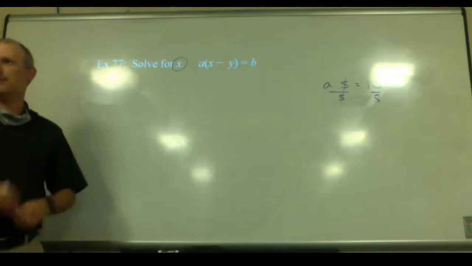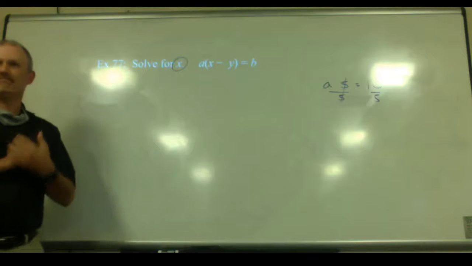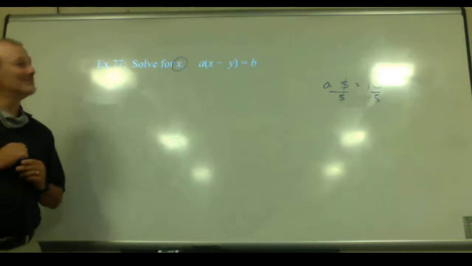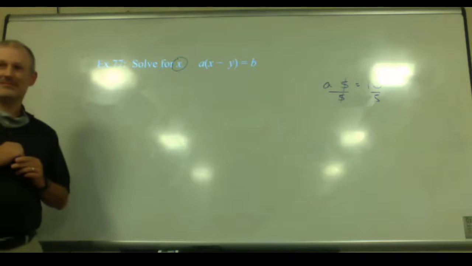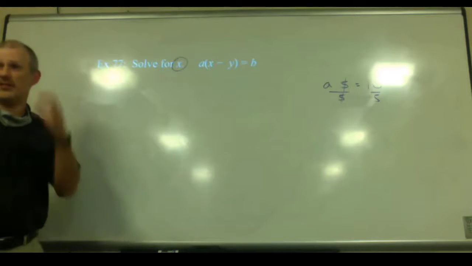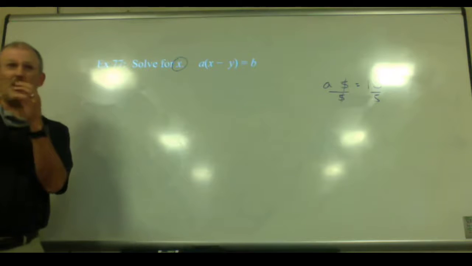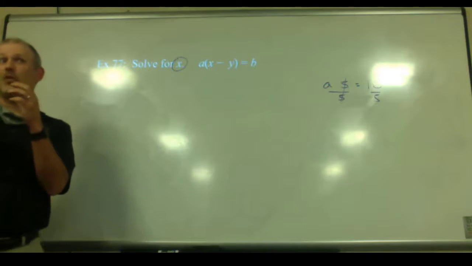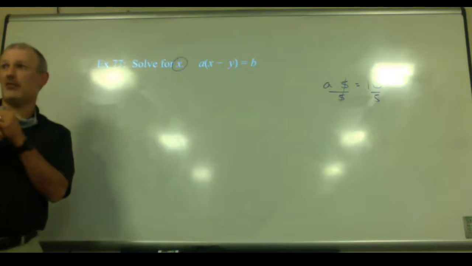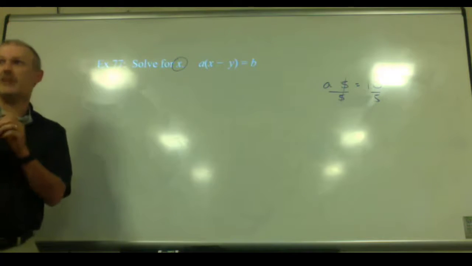Okay, what do you think we should do? Divide by. I would subtract. Add the y first to the other side. Okay, we can't deal with the y first because it's trapped in the parentheses with the x. Remember how we would take off the layers? What's the outside layer here? The a. How do we get rid of the a? Divide by the a.